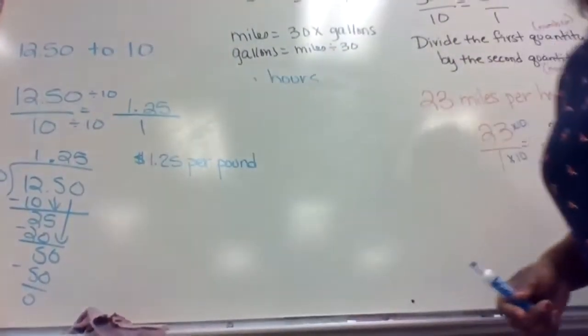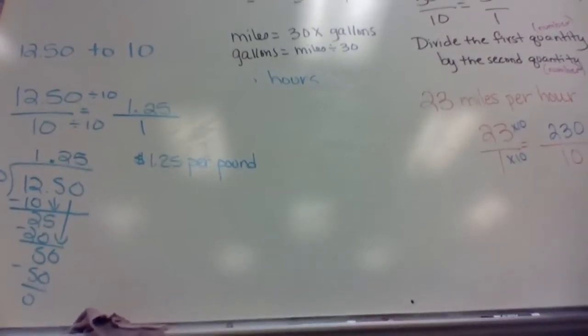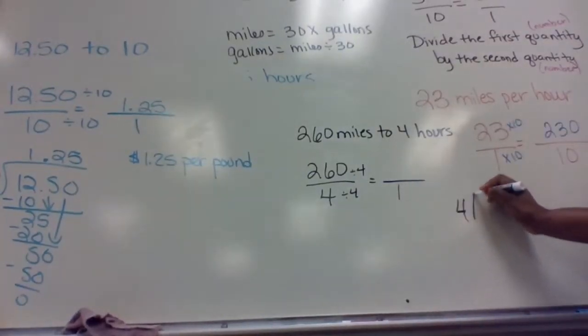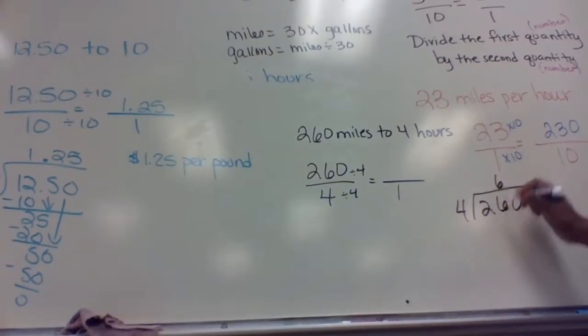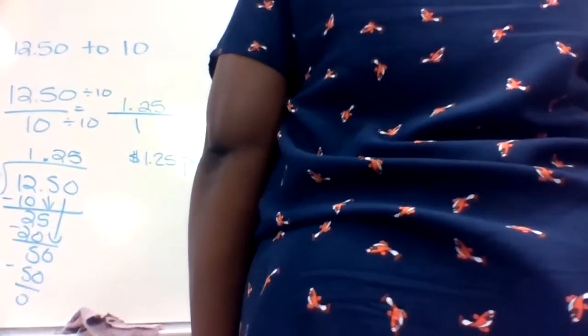All right, number 13. A driver traveled 260 miles on the highway for 4 hours. How do I write that as a ratio? 260 miles over 4 hours. So that's 260 divided by 4. So I'm going to divide both of these by 4. What's going to be in my denominator? 1. Now I have to divide. How many 4s are in 26? 6. How many 4s are in 20? 5.